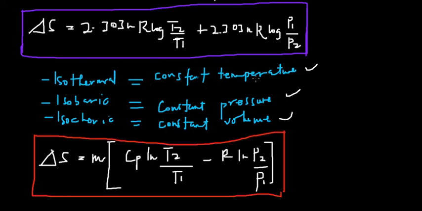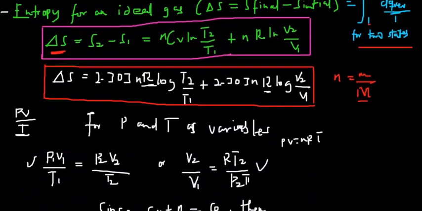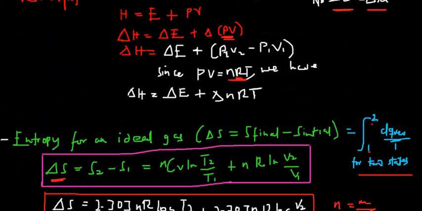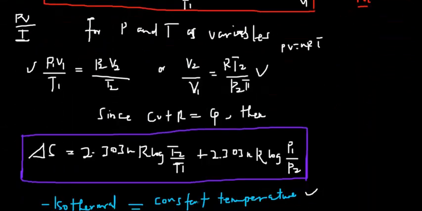Isothermal means constant temperature. Isobaric means constant pressure. And isochoric means constant volume. Again, you could notice that entropy could also be represented in this form. All the formulas which have been circled with specific colors have to be kept in mind. It's very important. They are very crucial.